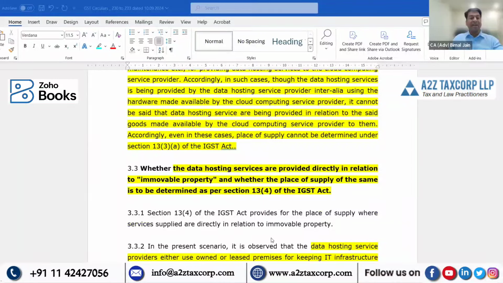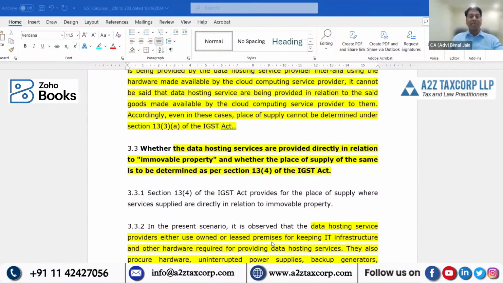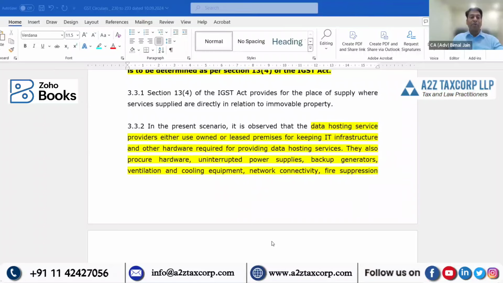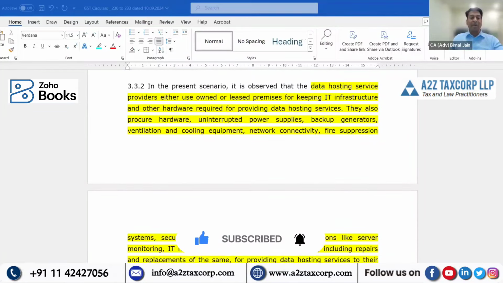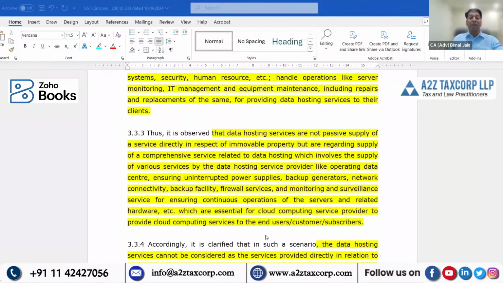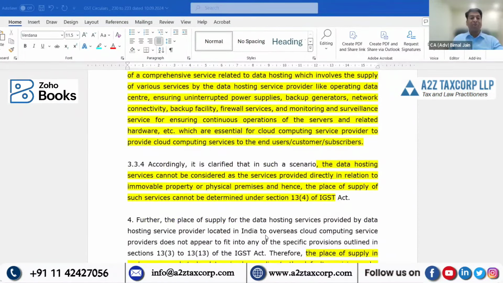Now, next question, whether it is related to the location of immovable property. Of course, the setup is in India. It is being provided through hardware and software by the data hosting service provider. Can it be said to be the location of immovable property? No way. That is what is being discussed: the data hosting service provider either uses owned or leased premises for keeping IT infrastructure or other hardware required for providing data hosting services. They also procure hardware, uninterrupted power supplies, backup generators, ventilation and cooling equipment, network connectivity, fire suppression systems, security, human resources, etc. They handle operations like server monitoring, IT management, equipment maintenance, including repair and replacement of the same. What is the principal supply here? Are we really leasing out immovable property? No, we are providing data hosting services to the client, and thereby it is not falling into the location of immovable property, and GST is not going to be levied from that perspective.